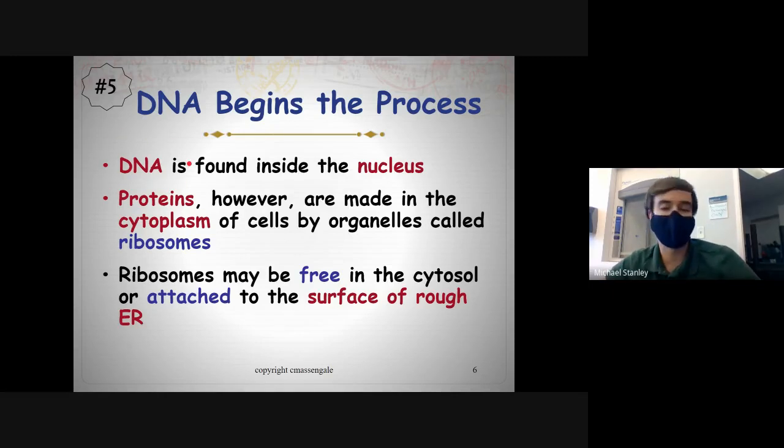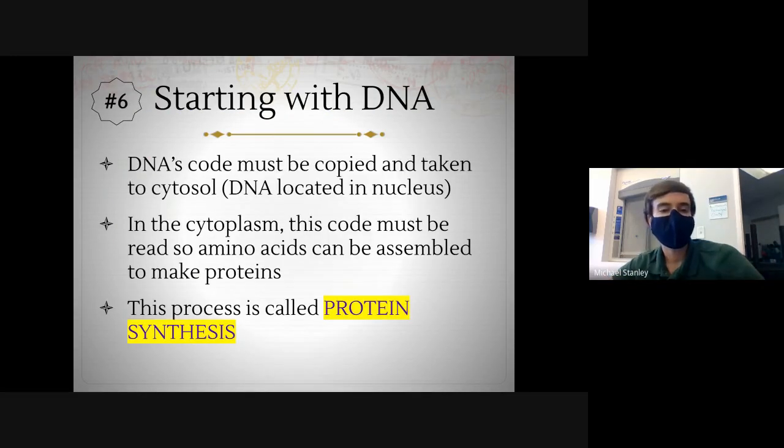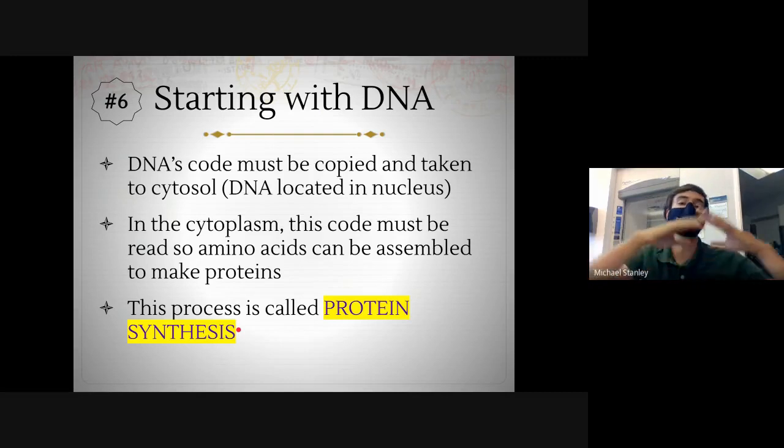DNA cannot go out of the nucleus. That would be very bad. And ribosomes are too big to go inside the nucleus. So we've got to figure out some way to copy our DNA code, take that code out of the nucleus and to the ribosomes so that we can make proteins. So protein synthesis is this whole process: copying the DNA code, taking it to the ribosome, and crucially, making the specific protein that our gene is giving us the instructions for.